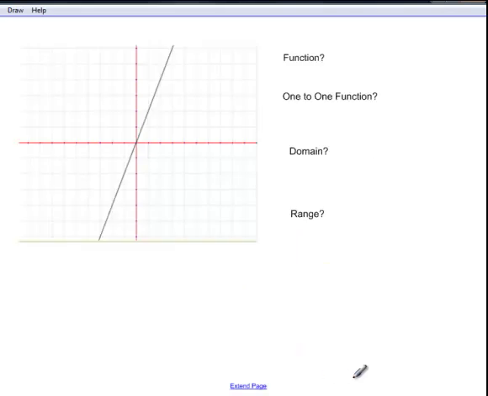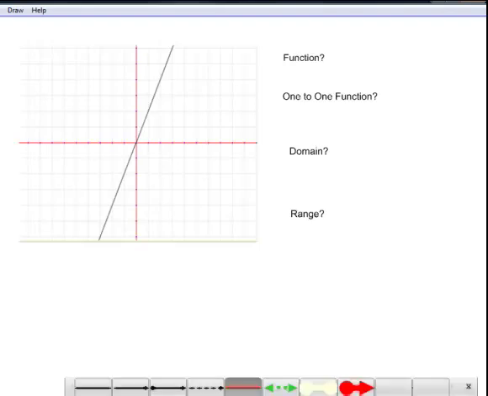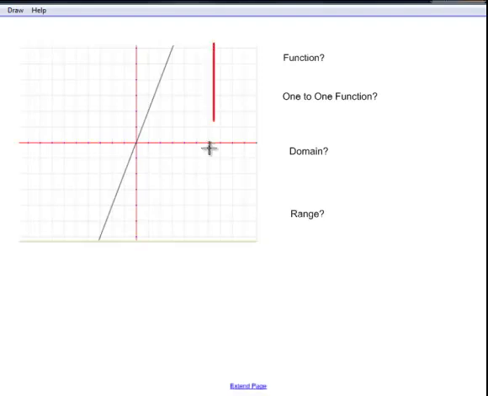All right, so now we have different terminology. We have function, we have one-to-one function, we have domain, and we have range. Let's go over these four main criteria that are involved in all mathematics from now until upper level.